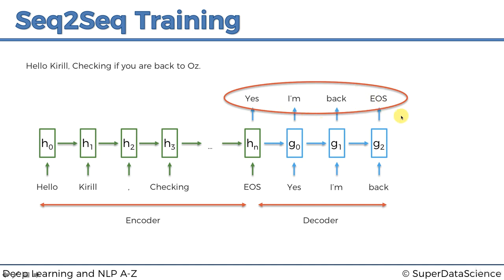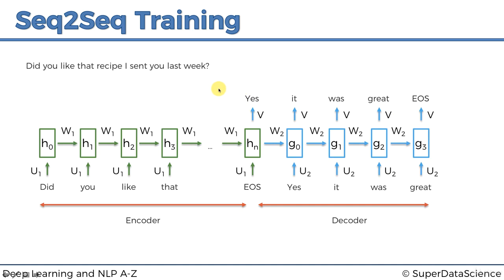Now we're going to look at training. For training, we're going to look at a different sentence. We'll take a different email, and in this case, we will already have the full response that was provided. So this is how it works. The email was, "Did you like that recipe I sent you last week?" And the actual response, hypothetically, this never happened, but if I had sent a response, it would have been, "Yes, it was great, end of sentence."